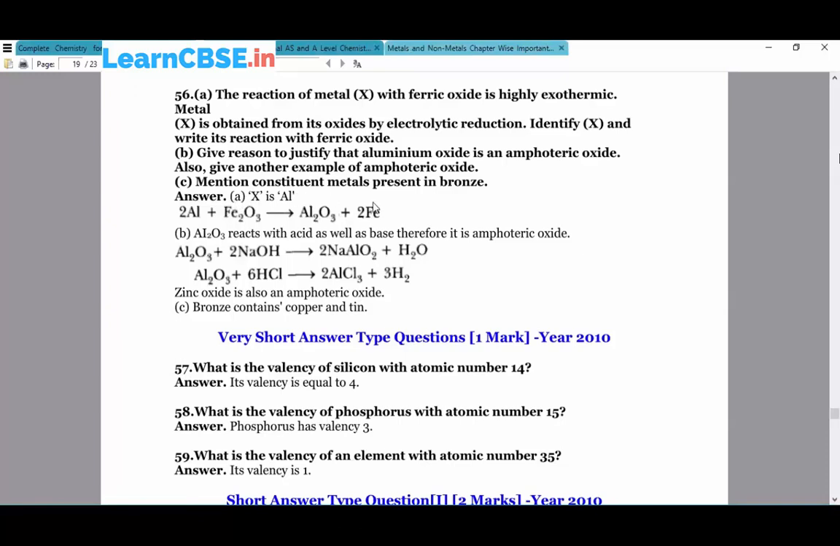Mention the constituent metals present in bronze. Bronze is an alloy which contains the metals copper and tin.